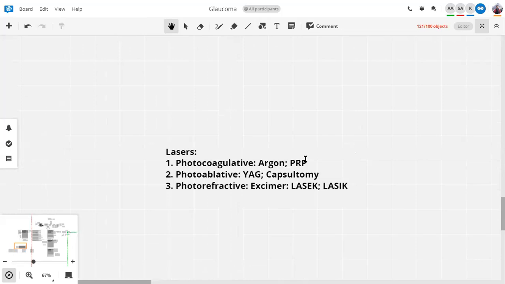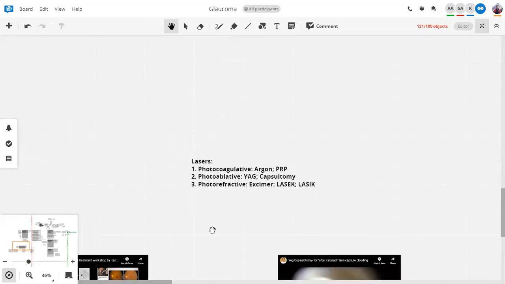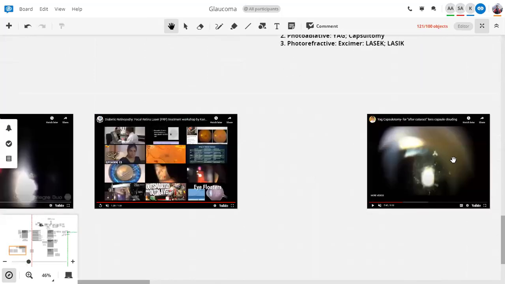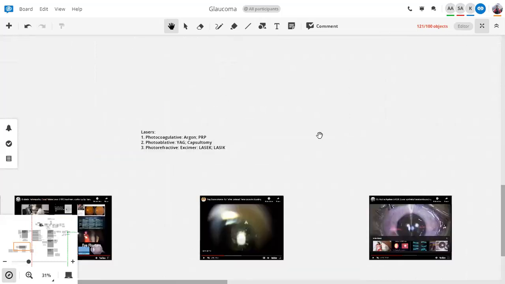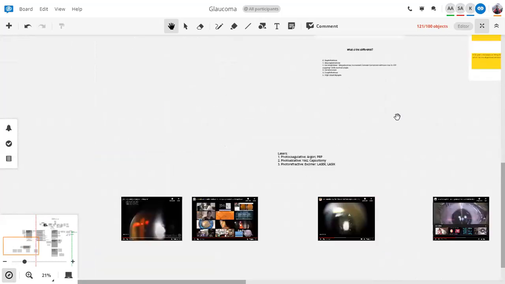Photocoagulative is argon. It's used for pan-retinal photocoagulation. Photoablative is YAG. Refractive is excimer. And these are the uses. A video of its uses is coming up. This was a little bit about the lasers which I wanted to discuss.